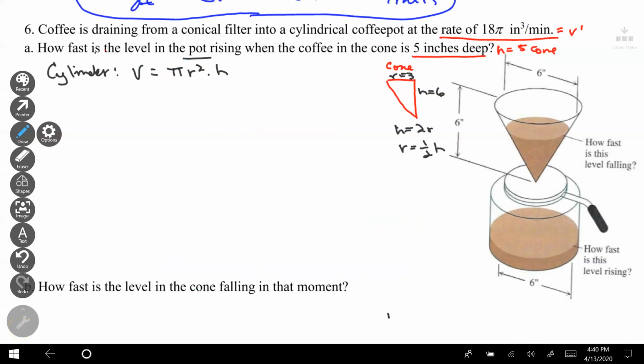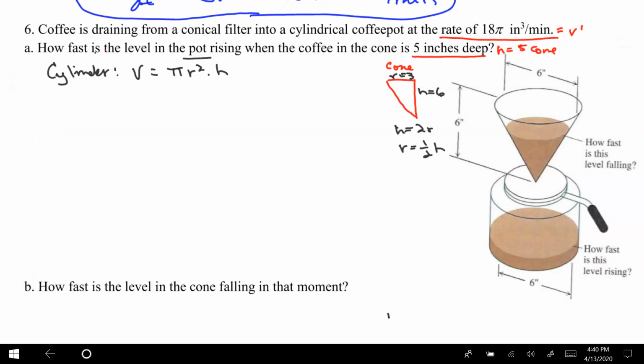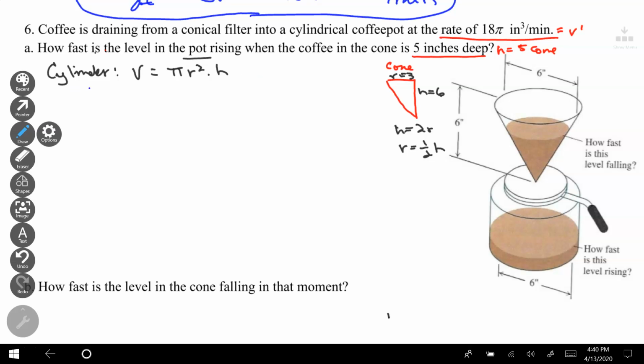Okay, this last problem is kind of like a dual problem. It's the idea of you have coffee draining from the filter that's shaped like a cone into the coffee pot that's shaped like a cylinder. So the volume for a cylinder is pi r squared h. But here's the thing. For the cylinder, my radius is equal to 3, and that's going to be constant the whole time. For this cylinder, r equals 3, and it's constant. It never changes. So when I rewrite this, I have V equals 9 pi h.